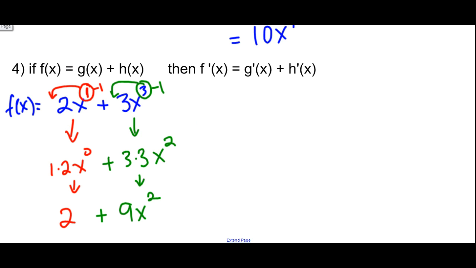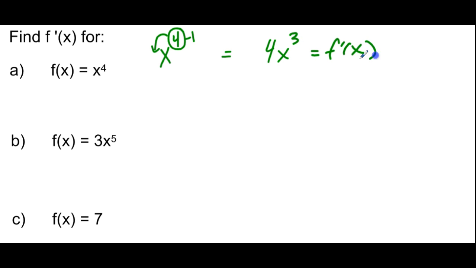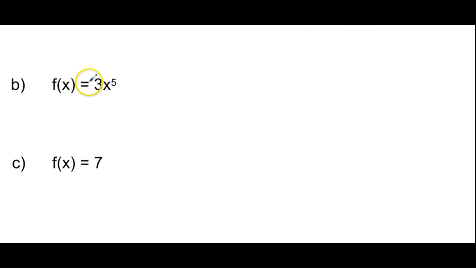Alright, so let's look at an example. Here we have f of x equals x to the 4th, and we want to find derivatives of all of these. So again, we have x to the 4th. All we got to do is take this and put it to the front. So we have 4x. Then we take this and we subtract 1, so we have 3. So this is our derivative, and that's it. That's our answer.